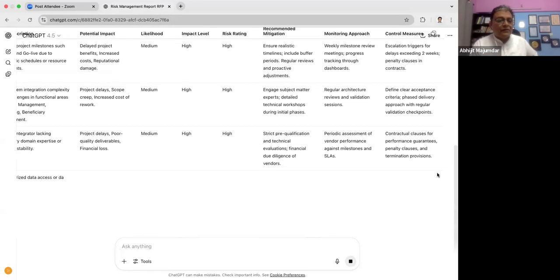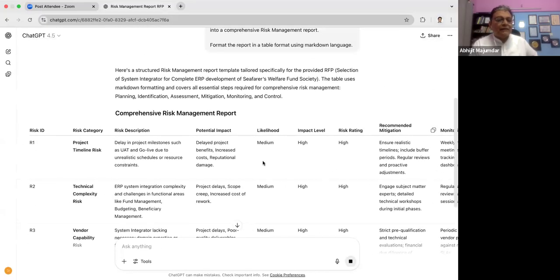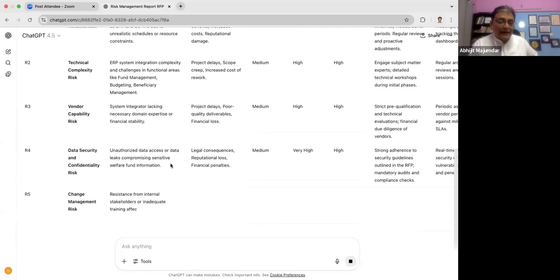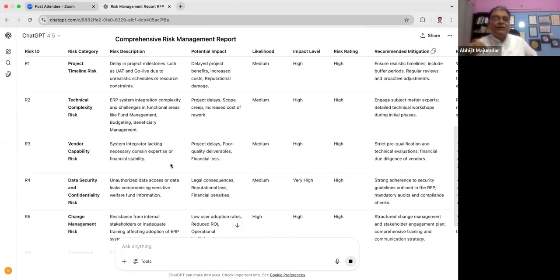Now you can see here it has started reading the entire RFP, identifying project timeline risks, delay in project milestones. So you can see how it has gone and done the entire analysis of the risk in a step-by-step manner. And it is doing it because you have given the instructions to do it in that way. You didn't simply say, imagine you are a risk manager, conduct a risk assessment or risk management plan for this. Here you are actually giving it a step-by-step approach to do it.